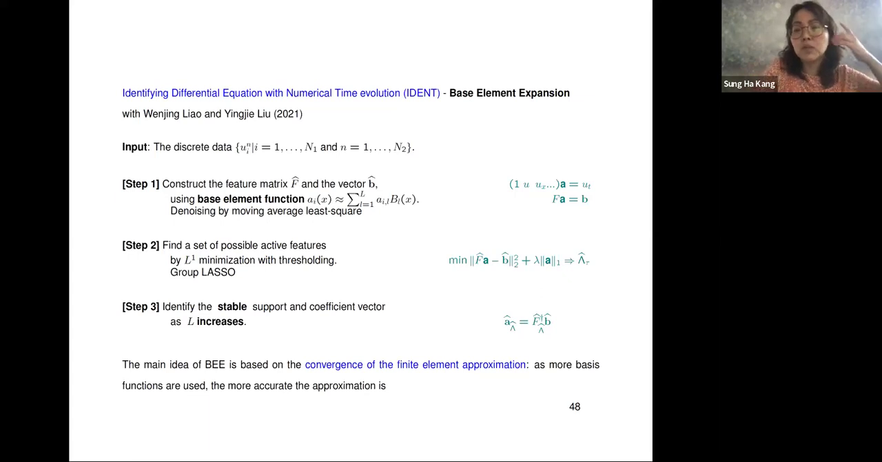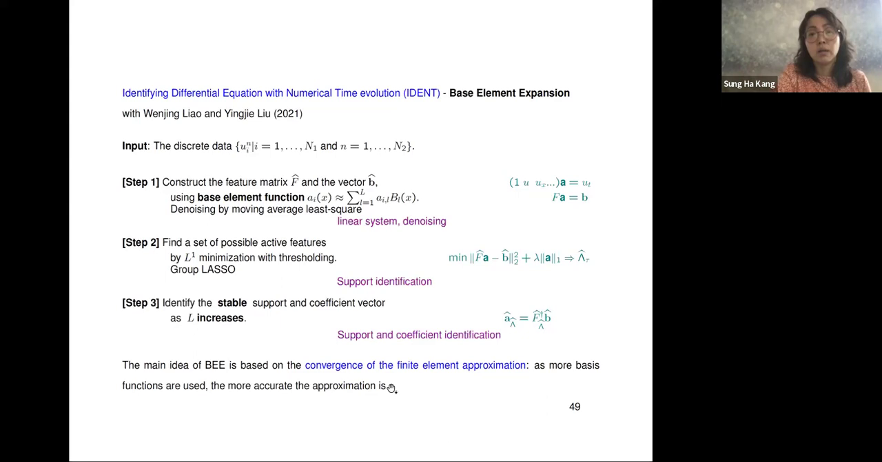For the first paper, we used group lasso to do it. But with group lasso, the identification of the support is not trivial. So how do you know which one is a meaningful support? In this case, we increase the number of elements. We call this basis element expansion. This idea also uses the convergence of finite element approximation. The more elements you have to approximate, the better the result you're going to get. So if you increase the number of elements, whatever is stable is the true term that we need to keep. This is what we did for the initial ident.